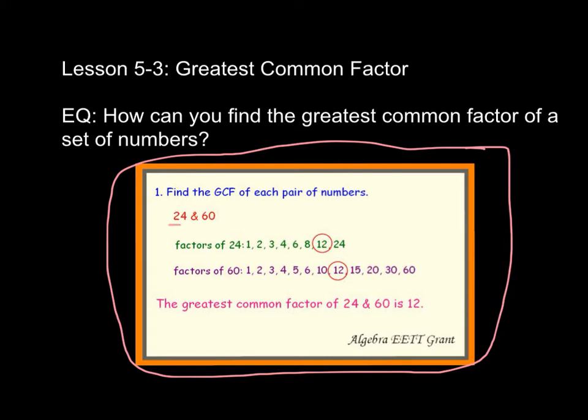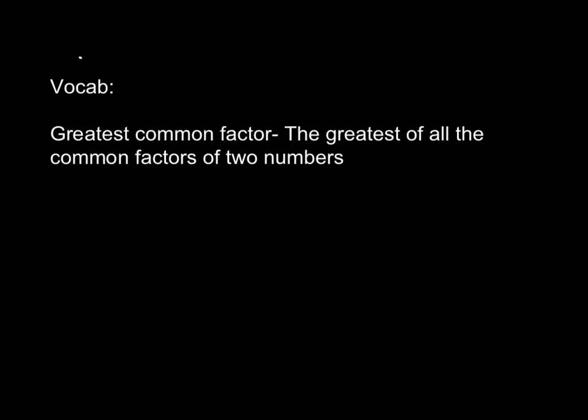They listed the numbers 24 and 60. And basically all we're doing is listing out the factors for both numbers. So they listed the factors of 24. They listed the factors of 60, and then they found the one that they both shared in common that was the greatest, and that happened to be 12. So that's what we're going to do today. We have one vocab word, greatest common factor, which is the greatest of all the common factors of two numbers.